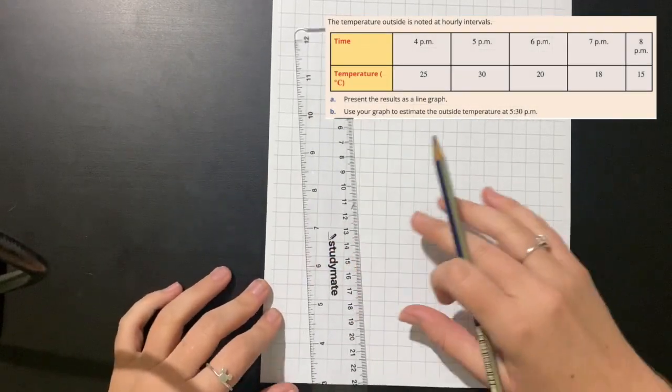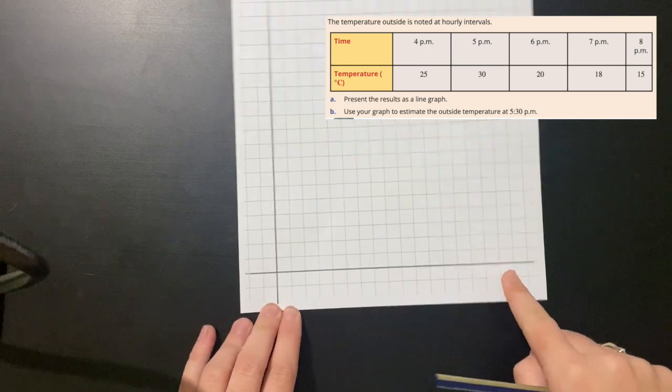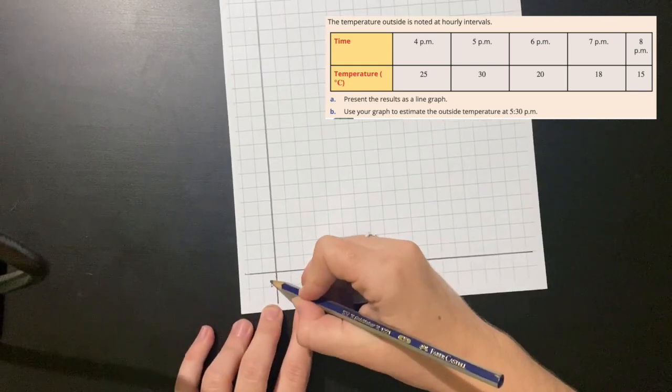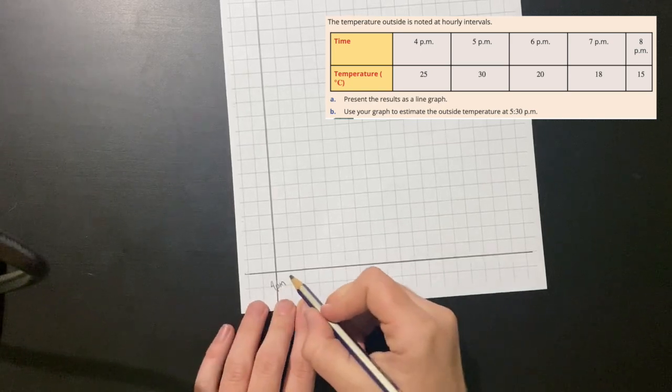First step, draw up your axes. Next step, put your measurements in. My first time is 4 p.m. I'm going to do every hour 4 along.